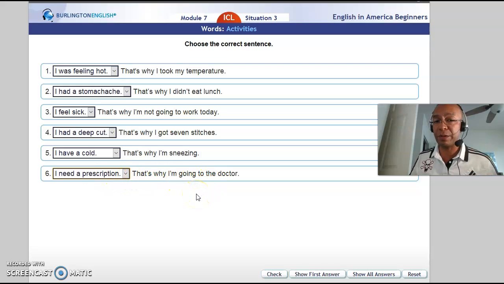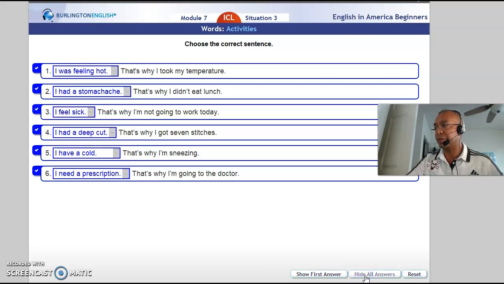Remember, prescriptions can only be given by authorized medical doctors, okay? A personal assistant cannot do that, just the doctor. All right, so let's check our answers. They are correct.